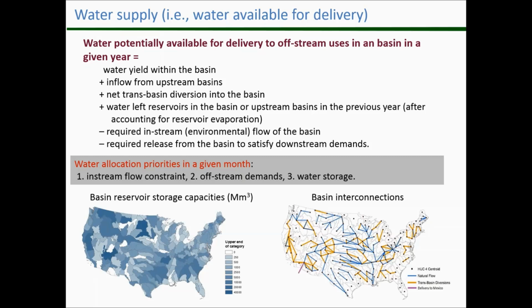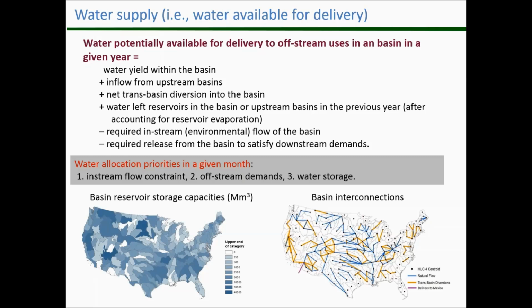We used a simple set of priorities in our simulation of water allocation, where in-stream flow was given the highest priority. So if water was available in a given basin in a given month, that in-stream flow constraint was met. Secondly, off-stream demands were met in the basin or in other basins that were accessible from a given basin. And thirdly, if water was left over, it was stored to be available in future months and years.